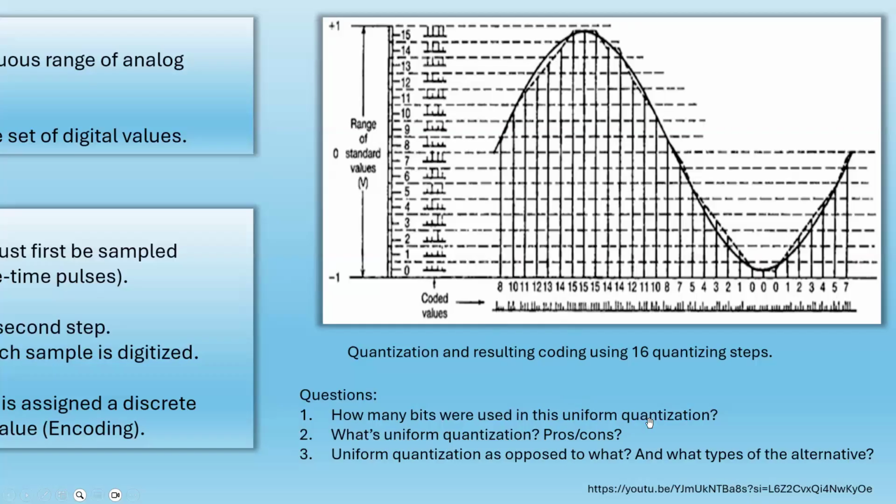So how many bits were used? Well, 1, 2, 3, 4, 5, 15, which means 16 intervals here, going vertically. 2 to what power gives you 16? How many bits would the 0, 0, 1, 0, 0 be represented with? 2 to what power gives you 16? I'll leave that with you, okay?